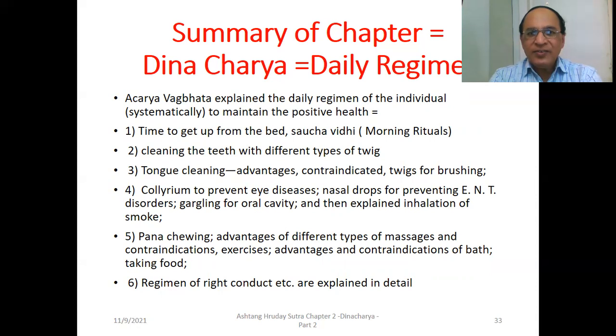Collyrium to prevent eye diseases. Nasal drops for preventing ear, nose, throat problems. Gargling for the oral cavity, and then he explained inhalation, dhumapan of smoke, pan chewing, betel leaf. Okay, advantages of different types of massages and contraindications, exercises, advantage and contraindication of bath, taking food, regimen of the right conduct are explained in this particular Dinacharya Adhyay.